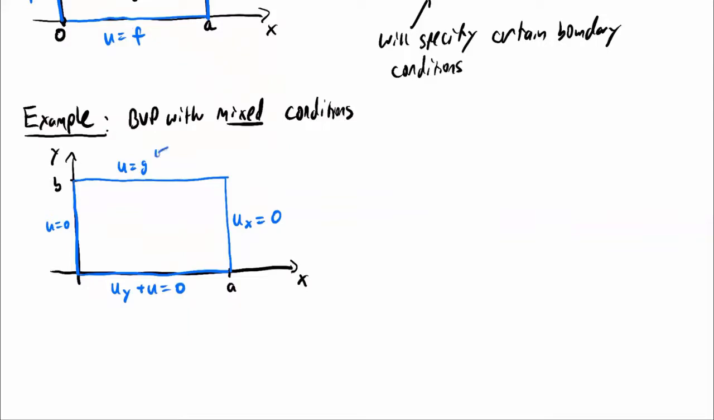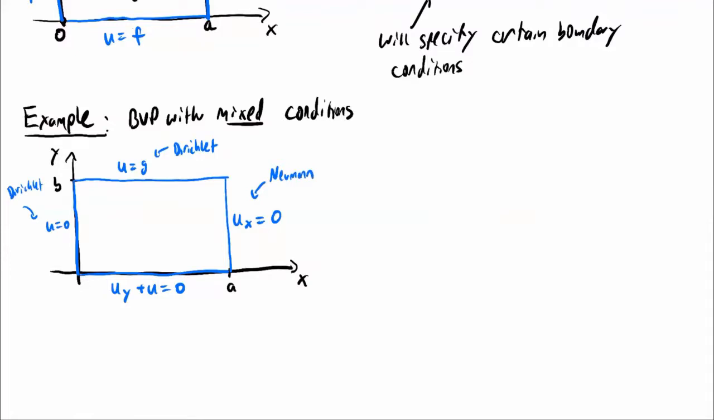So the top condition is called a Dirichlet condition. This is also a Dirichlet condition, because whenever you specify values of just the function u on the boundary, that's a Dirichlet condition. When you specify values of the derivative, this is a Neumann condition.